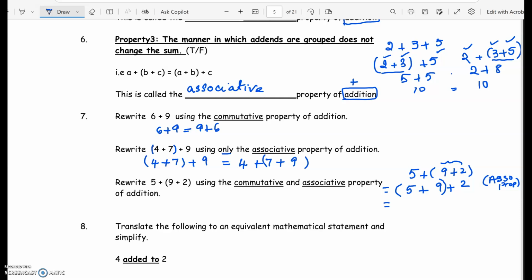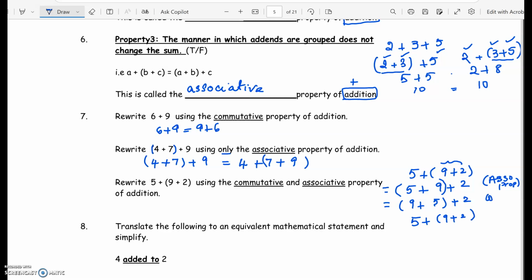Next, I can use the commutative property in so many different ways. I could do this. Any sort of a switch would mean that I've used the commutative property. So that could be a way of using the commutative property. I could do this in a different way. Let's start with 5 plus 9 plus 2.